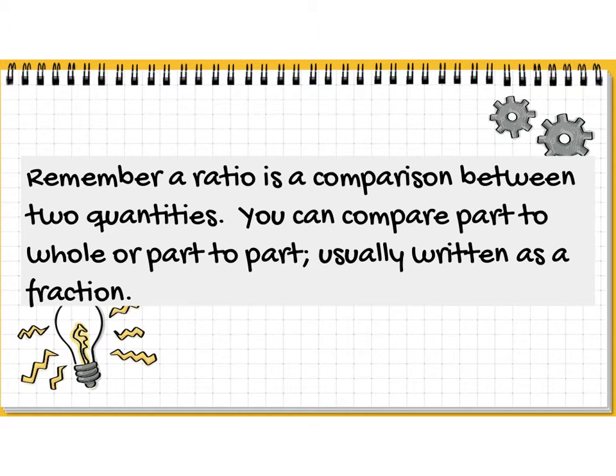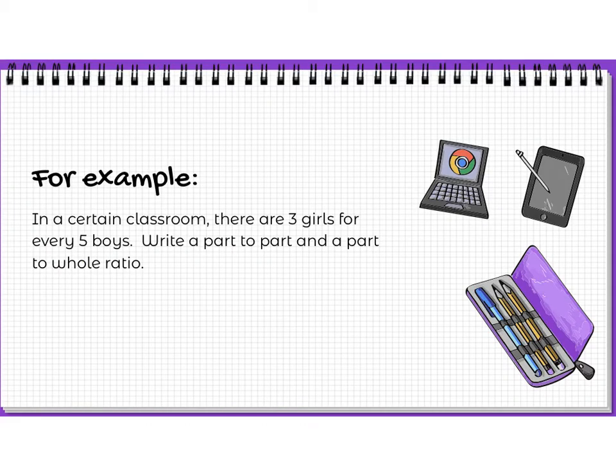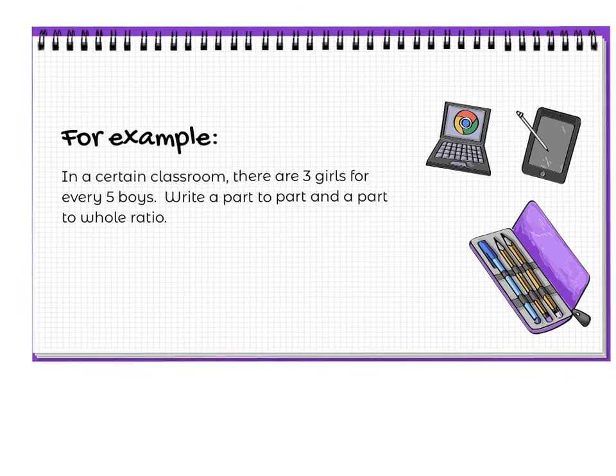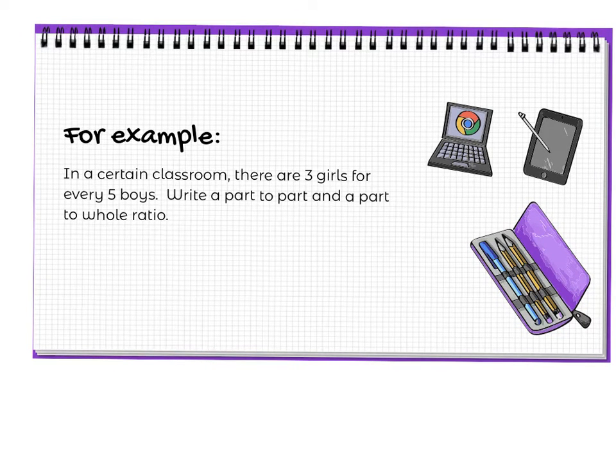Okay, so for example, if we have in a classroom, some classroom somewhere in the world where they're not at home anyway, there are 3 girls for every 5 boys. We're going to write a part to part and a part to whole ratio. So when I write this ratio, I find it easier to label as I write. There's a couple of ways you could do this. You could label first and then fill in your table. I'm just going to do it this way for now.